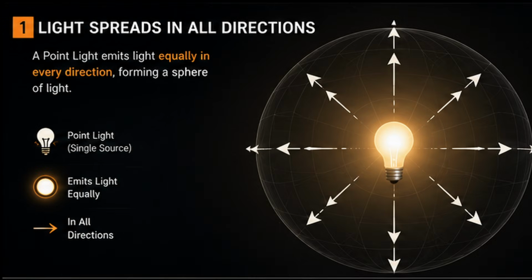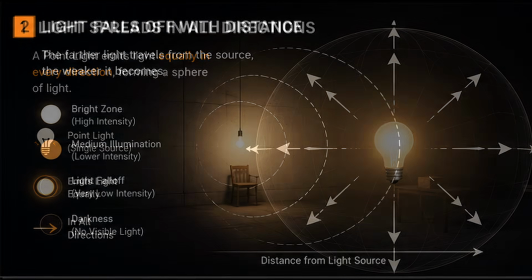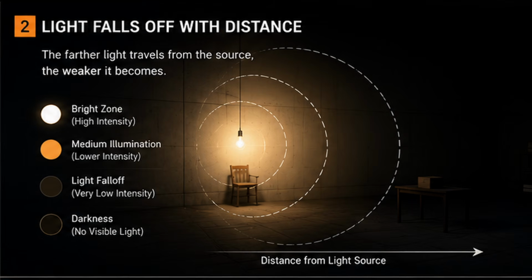Before we start placing point lights in our scenes, it's helpful to understand how light behaves in the real world. Imagine you are standing in a completely dark room and you turn on a single light bulb. The light doesn't travel only toward the objects you are looking at; instead it spreads outward in every direction, forming an ever-growing sphere of light. Now here's the important part. The farther the light travels from its source, the weaker it becomes. Objects close to the bulb appear bright, and objects farther away receive less light. And eventually the light becomes so weak that it no longer has any noticeable effect.